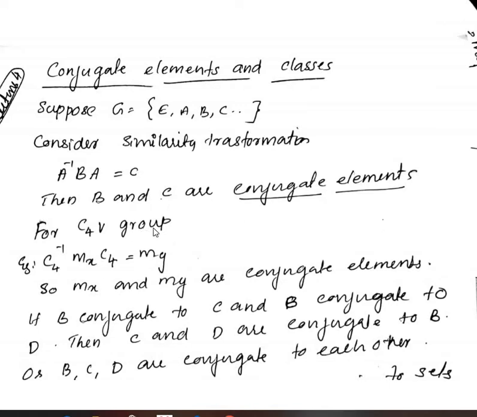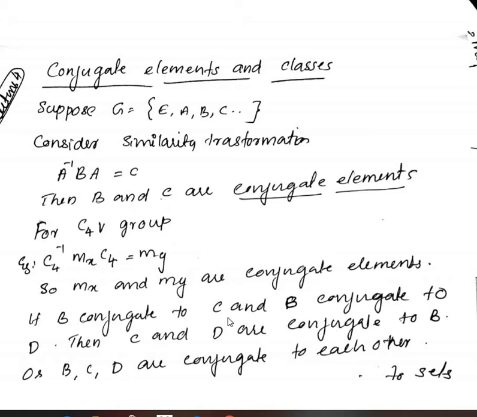For example, in the case of a C4v group, C4 inverse Mx C4 will give you My. Suppose we take a square ABCD, then act C4. C4 will rotate by 90 degrees in the clockwise direction, then do Mx on that, a reflection about the x-axis, then take an inverse rotation by 90 degrees, and you will get My. So Mx and My are conjugate elements.